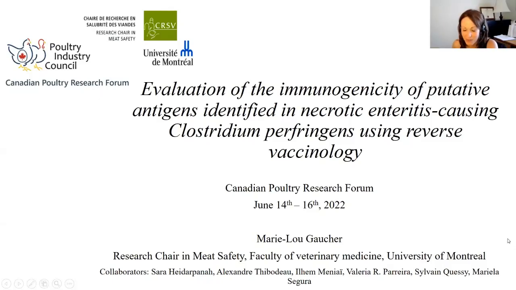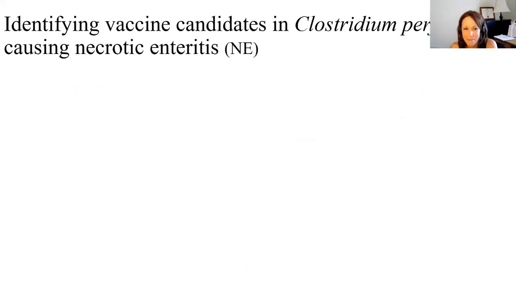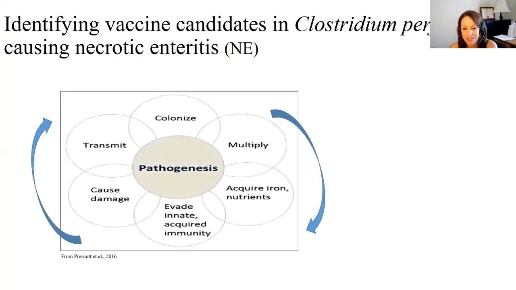And hello, everybody. I'm pleased to do this presentation today. I'll start right away with that question. Why should we identify vaccine candidates in Clostridium perfringens, and how easy or difficult can it be? Well, over the past few years, researchers have looked into necrotic enteritis a bit more and tried to better understand the disease pathogenesis and to identify additional virulence factors.